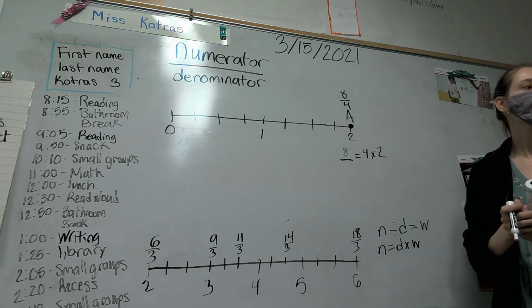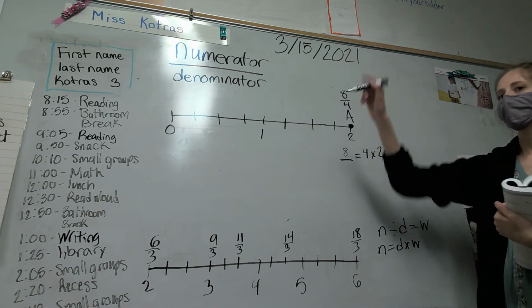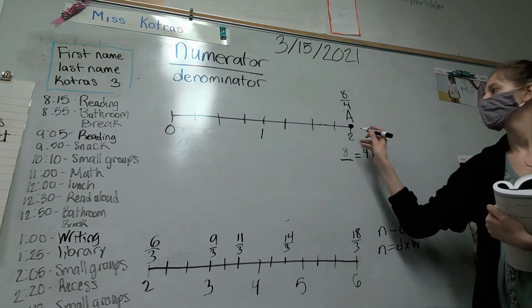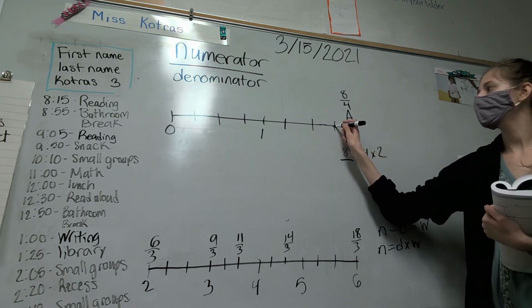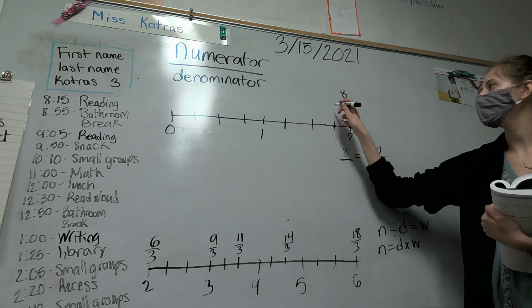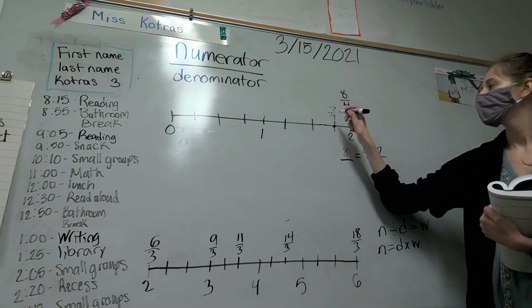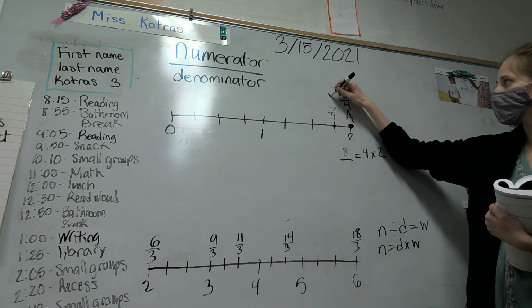Where would 7/4 be then? 7/4 will be right next door, because 1 less than 8 is 7. So 7/4 is Jeremiah's finger.